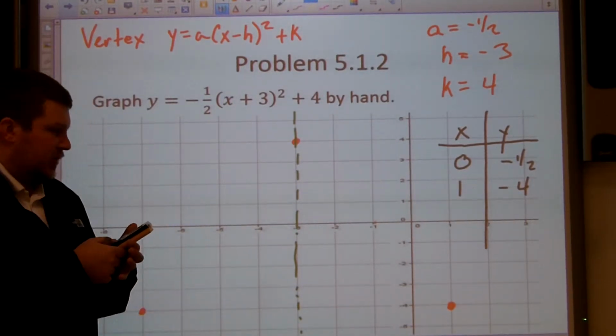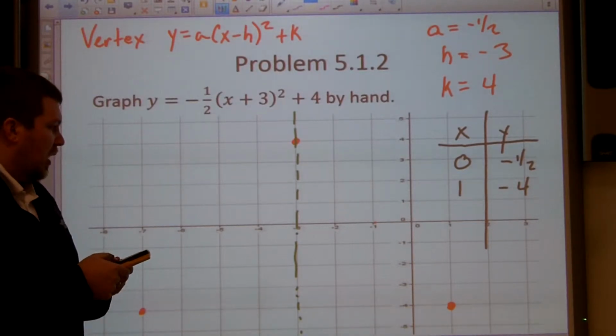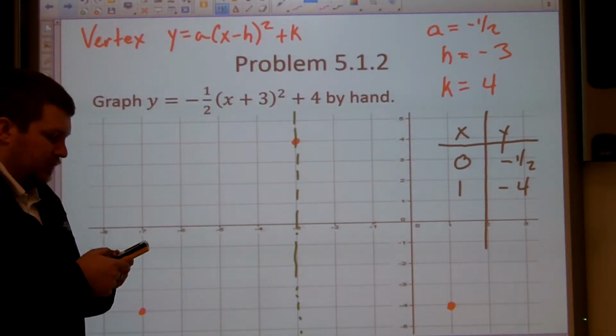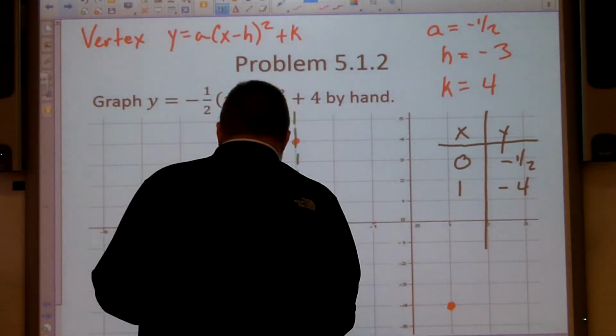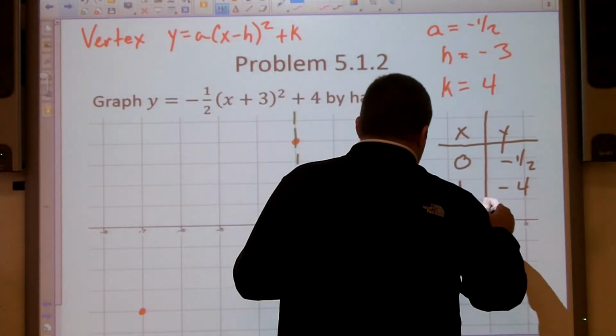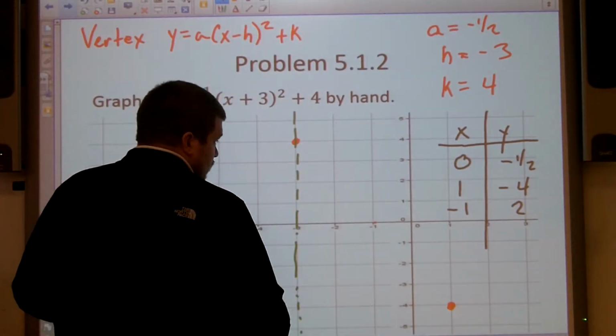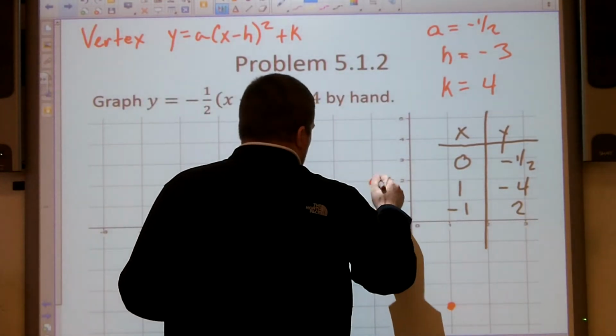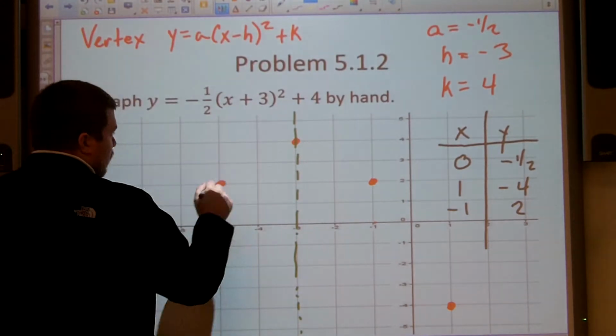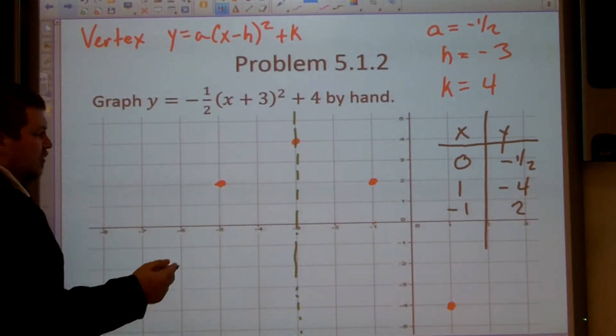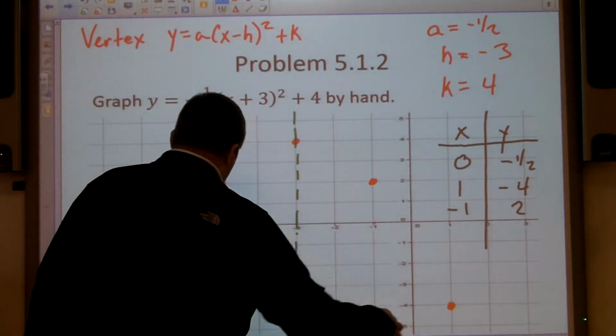Let's try another nice point. Let's try maybe negative 1. So when x equals negative 1, y is positive 2. And again, because of symmetry, I can buy one, get one free, so I have enough points now to make my smooth curve.